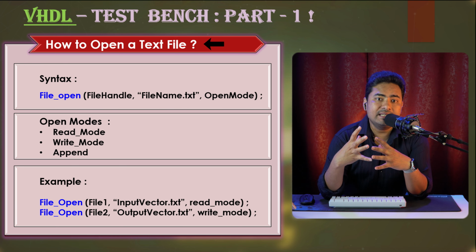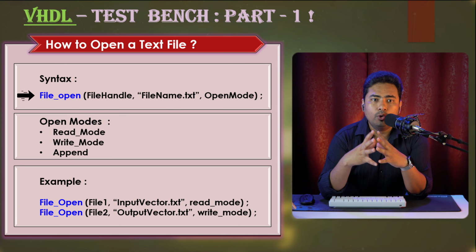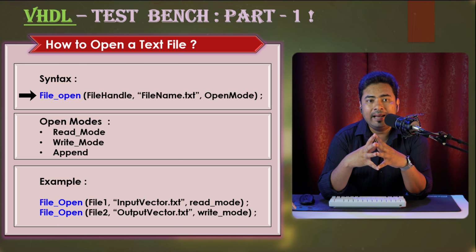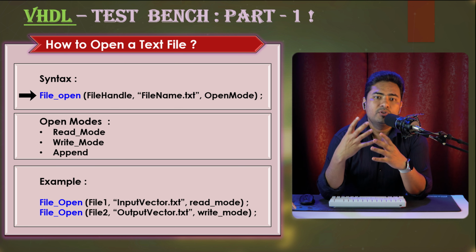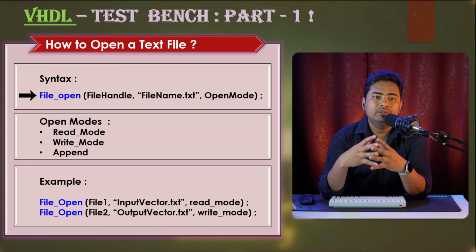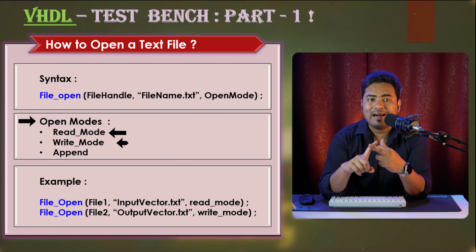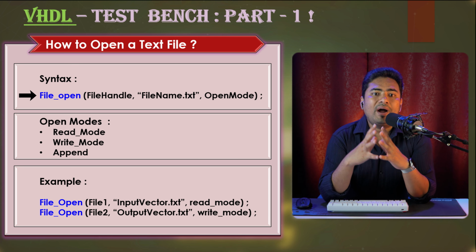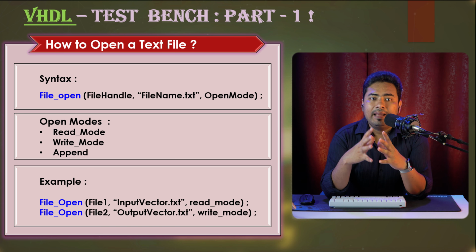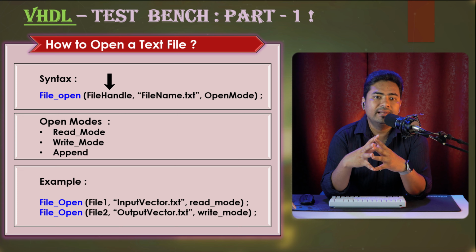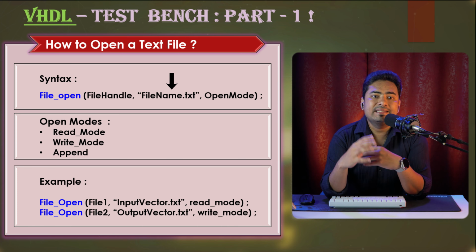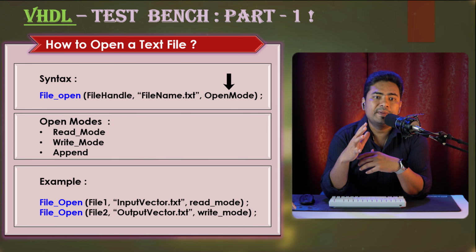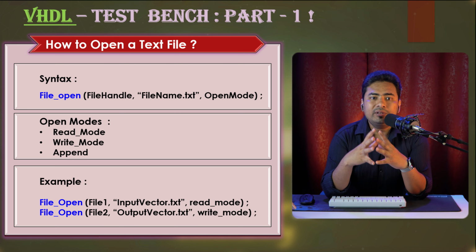Now, once you have declared your file in VHDL, you can open it. So this is the VHDL syntax to open a file. File open, bracket, file handle, comma, file name .txt, comma, open mode, semicolon. Now these open modes are read mode, write mode, and append mode. So we use the VHDL function file open to open a file. Then inside the bracket, we give the file handle name and then the file name inside double quotes. And finally, you specify the open mode. Note that each element is comma separated here.